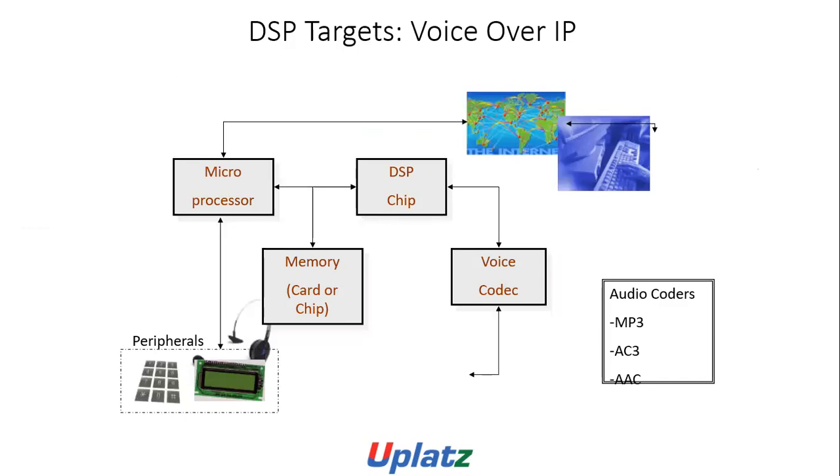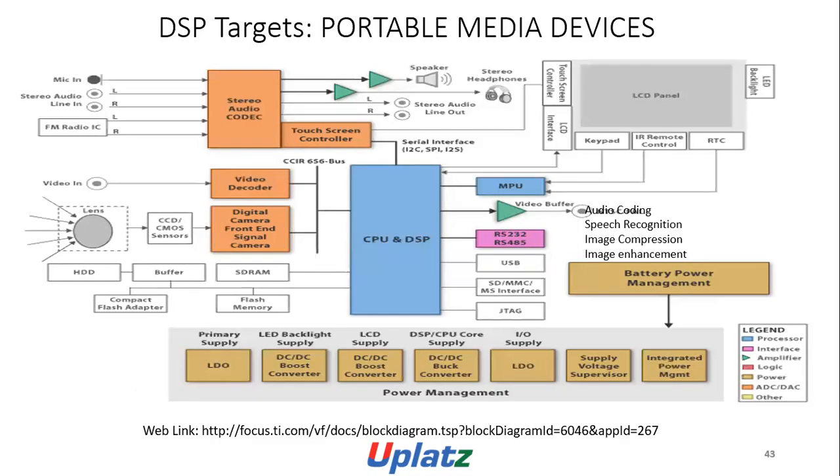Voice over IP: we have the peripherals, which include a keyboard or a digital display or an LCD display or a headphone. It goes to the microprocessor, which controls the peripherals, and on the other side it takes the information. And it has a memory card chip and connect interface to the DSP chip, and then it goes to the voice codec, with audio codecs like MP3, AC3, AAC, and then it comes to the peripherals, either to the LCD display or to an earphone. DSP in portable media devices. Okay, it's complicated.